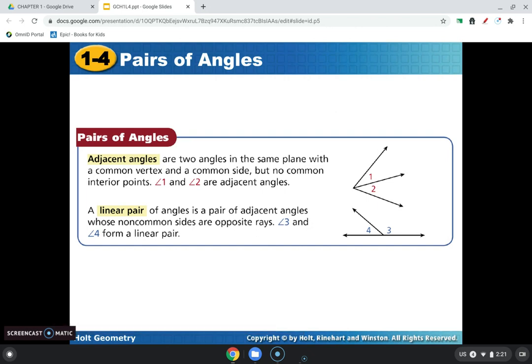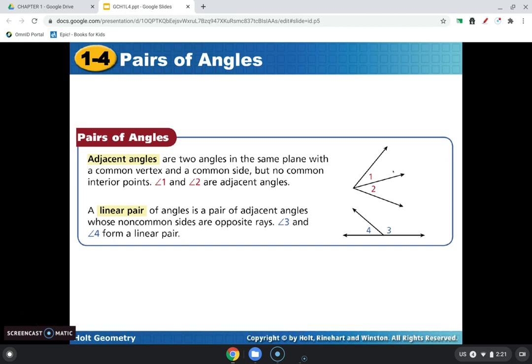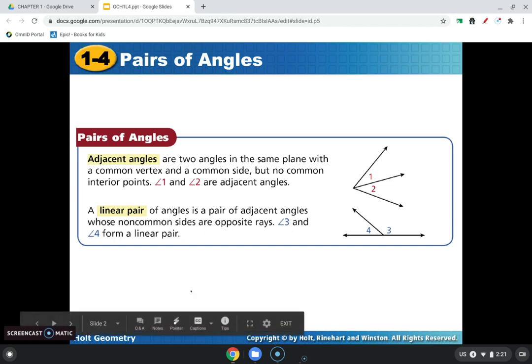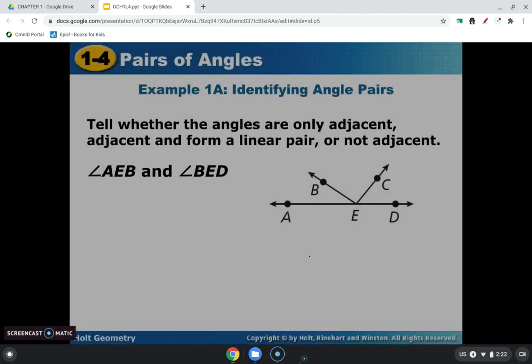Adjacent angles are two angles that are next to each other. So they have a common vertex and a common side, but no common interior points. So 1 and 2 would be considered adjacent. Adjacent are right next to each other. Okay, a linear pair is a pair of adjacent angles that add up to 180, that make up a straight angle. Okay, so 3 and 4 would be adjacent and a linear pair. So just adjacent 1 and 2, but adjacent and a linear pair 3 and 4.